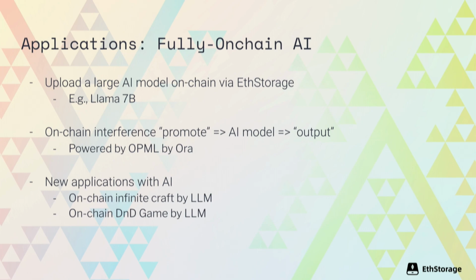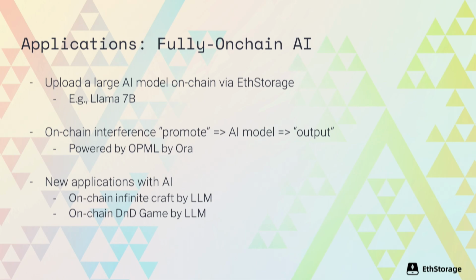We can further verify the inference on-chain given the AI model that we have published in EthStorage, so that, given a prompt and the corresponding outputs, we can tell that this is the correct answer by the AI model, which was impossible before. And this is powered by OPML, Optimistic Machine Learning, developed by Aura.